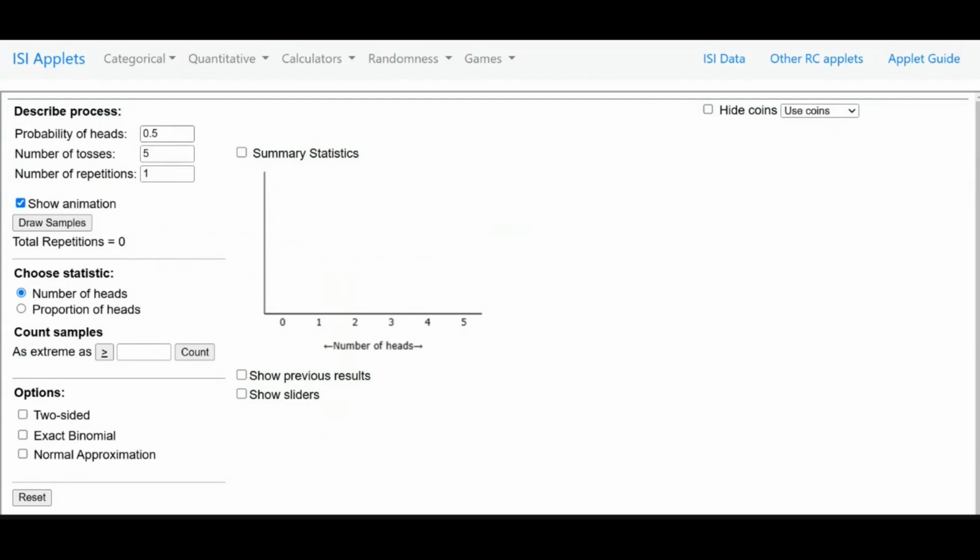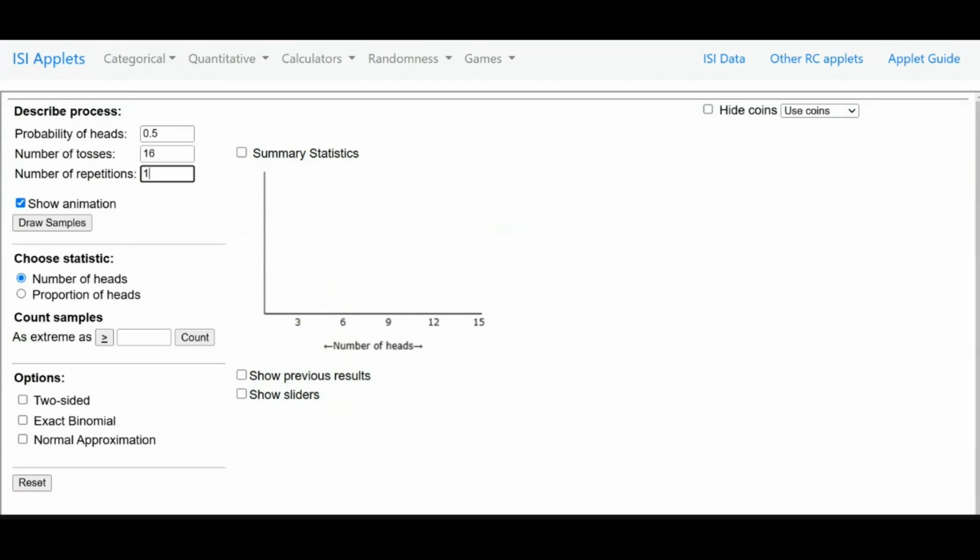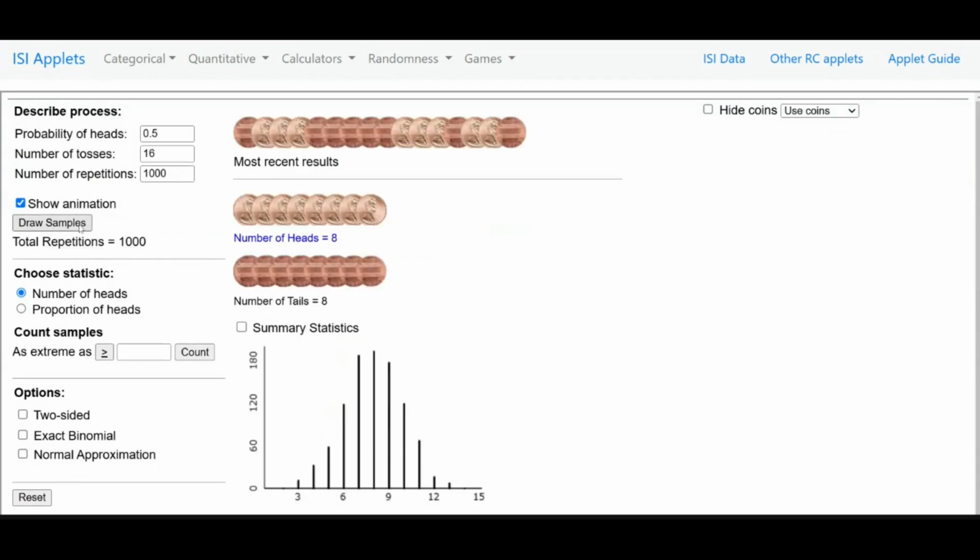So don't change probability of heads. That's 0.5. What's the number of tosses now? Not 5, but 16. This is identical with the other applet. You're trying to replicate the study. So this is 16. Number of reps. Okay, this one is fixed. Always we do 1,000. You need to repeat something at least 1,000 sets of 16 to get some kind of long-term trend of what's going on. So change this to 1,000 and then just draw samples.